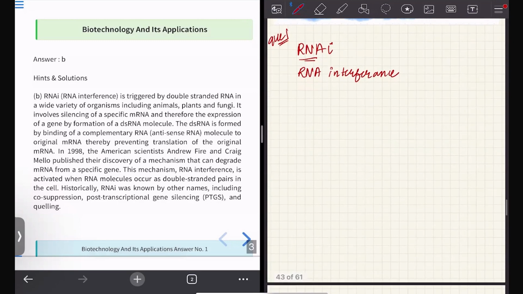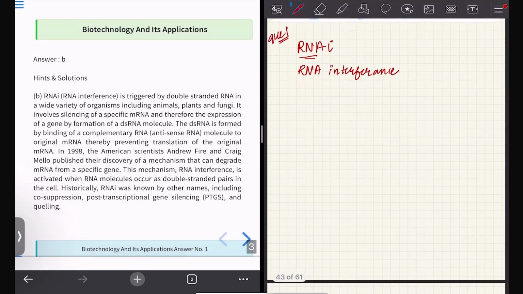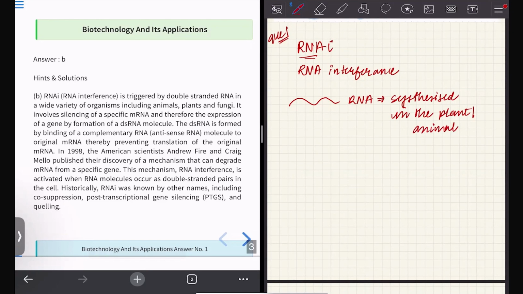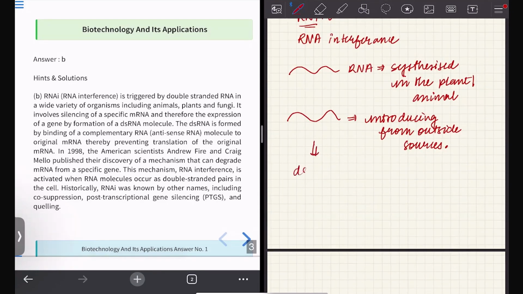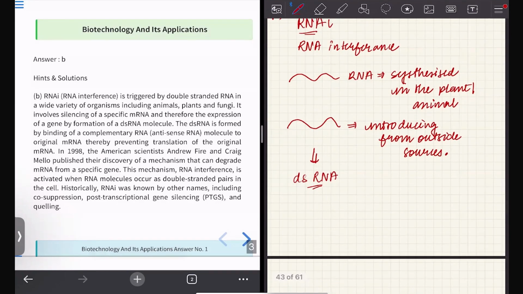So, how is this process carried out? It involves silencing of a specific mRNA. So, there is a single strand of mRNA. This RNA is being synthesized in the plant or animal, whatever we are interested in. And there is another RNA which we are introducing from outside sources. Okay. So these both will then combine to form a double-stranded RNA. The double-stranded RNA is formed by binding of a complementary RNA.